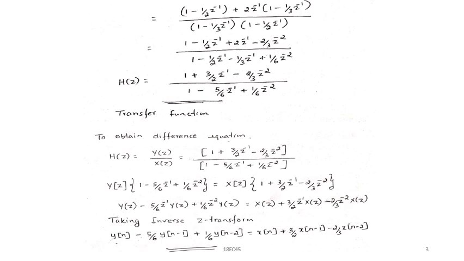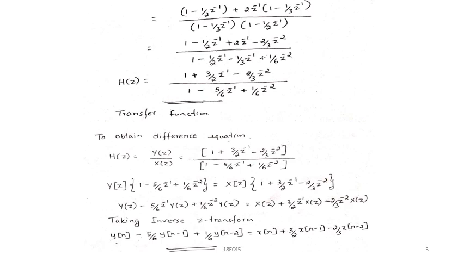you know that the z transform of y(n-1) is z^-1 Y(z). So if I take the inverse z transform of this particular term, I will get y(n-1). Therefore, by taking the inverse z transform of this, I will get y(n) minus 5/6 y(n-1) plus 1/6 y(n-2), because of z^-2, is equal to x(n) plus 3/2 x(n-1), because of z^-1, minus 2/3 x(n-2). So this is my difference equation.